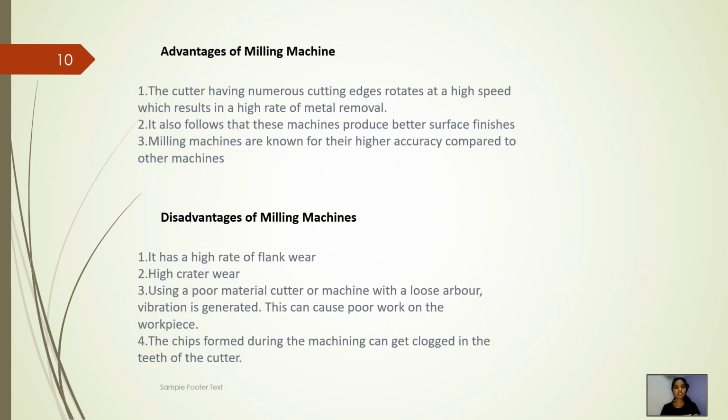Advantages of milling machine. The cutter having numerous cutting edges rotates at a high speed, which results in a high rate of metal removal. It also follows that these machines produce better surface finishes. Milling machines are known for their higher accuracy compared to other machines. Disadvantages. It has a high rate of flank wear and high crater wear. Using a poor material cutter or a machine with a loose arbor, vibration is generated. This can cause poor work on the workpiece. The chips formed during the machining can get clogged in the teeth of the cutter.